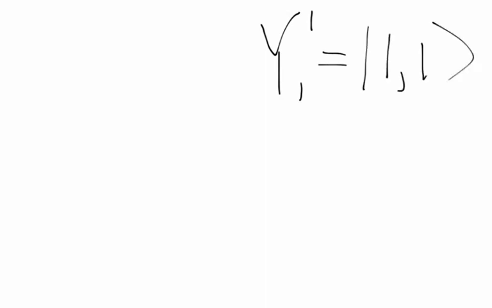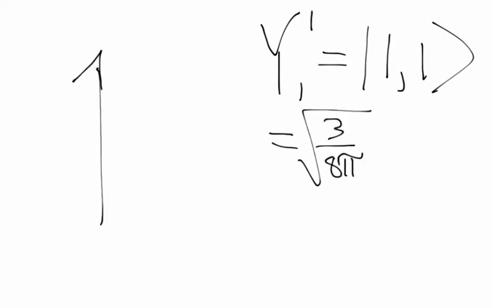Now for completeness, we'll do another one of these. So we'll look at Y11. So now we have L equals 1, m sub z equals 1. And the actual wave function here, we're going to start with the normalization. It's square root 3 over 8 pi, as opposed to the other one.